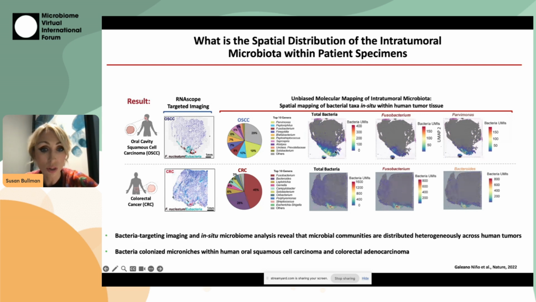And here I want to just confirm that the RNAseq probe was actually targeting a different region of the 16S and the 23S. So these are two independent approaches validating each other, again confirming this localization of bacteria to very specific regions in both these oral cancers and colorectal cancers.